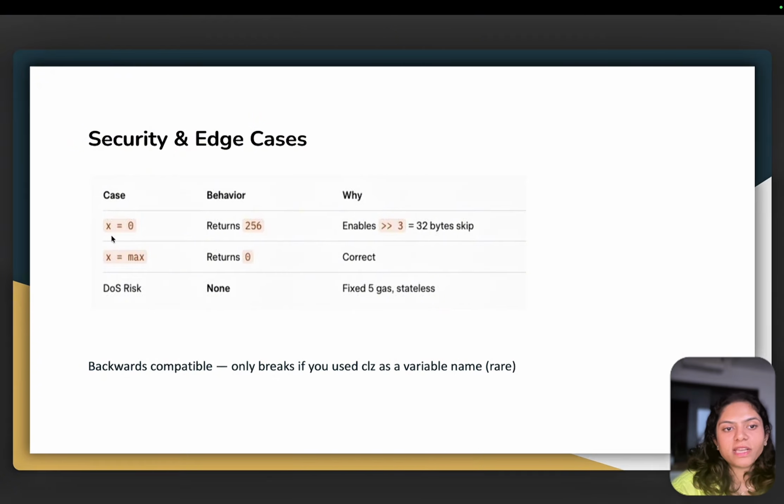The case x equals 0, the behavior is 256, so CLZ returns 256. Inputs greater than 32 bytes are skipped, and x equal to max returns 0. Correct? DoS risk: none. Fixed 5 gas, stateless. Only 5 gas. Before that we were having around 184 gas, and if we include this, then it's only 5 gas.